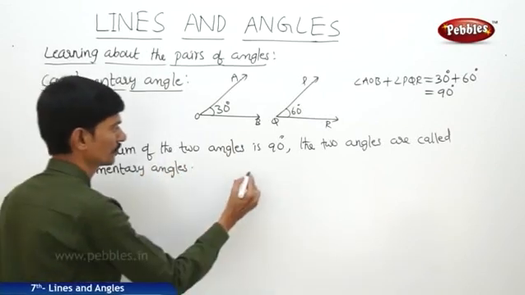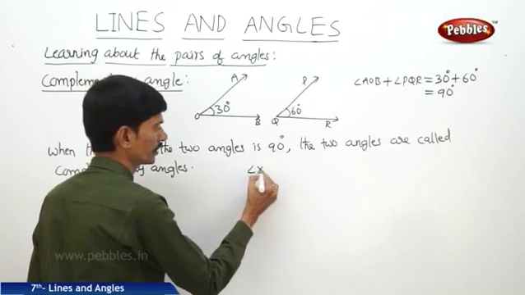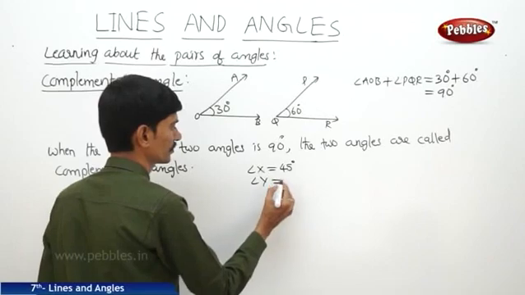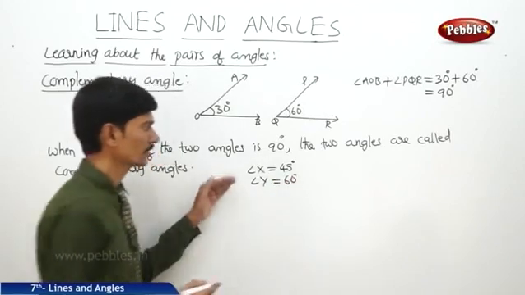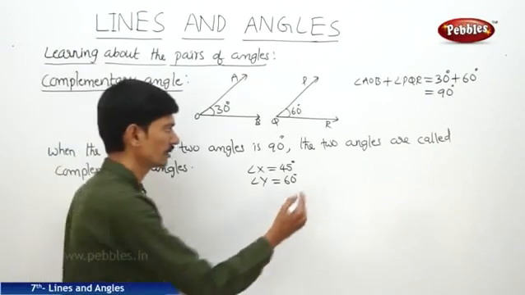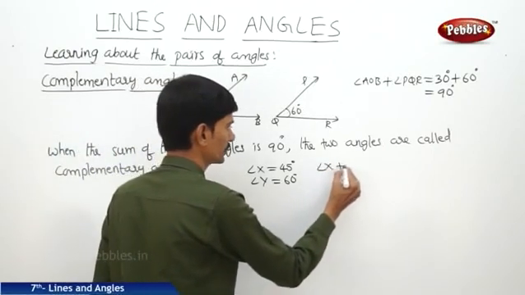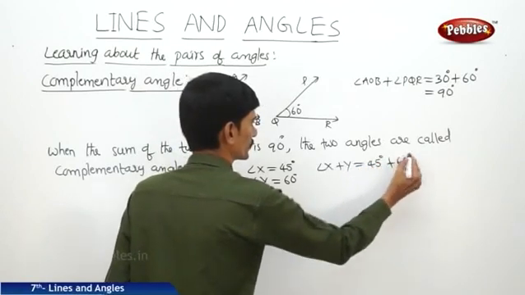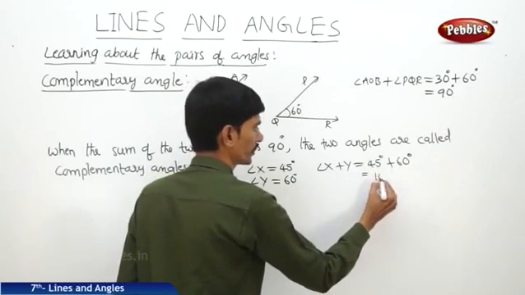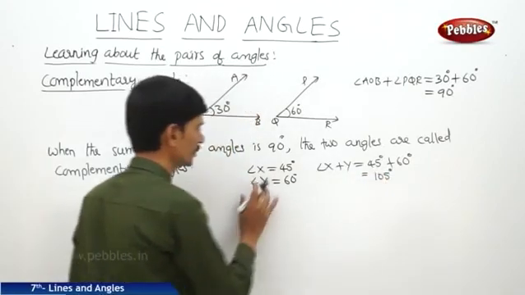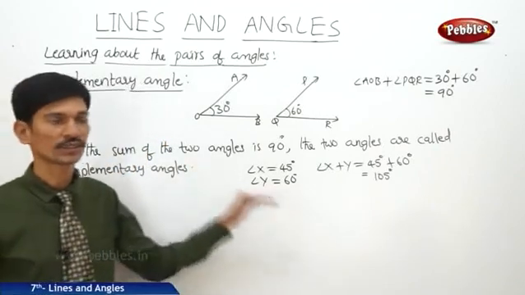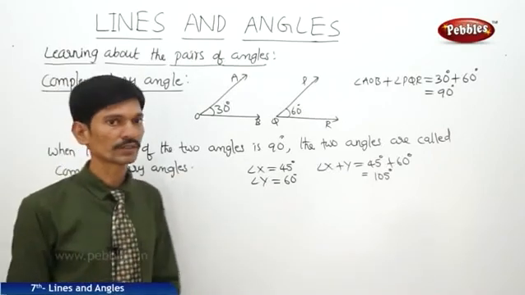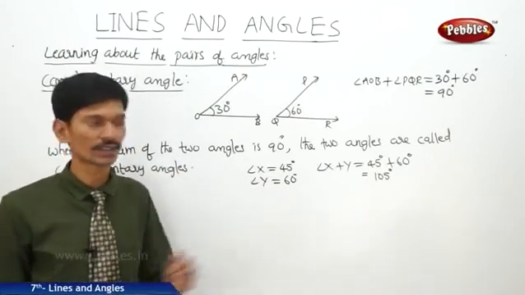Now for example, angle X is 45 degrees and angle Y is 60 degrees. Let us check whether they are complementary angles or not. Angle X plus angle Y equals 45 degrees plus 60 degrees, which is 105 degrees. So the two angles X and Y are not complementary angles because their sum is not equal to 90 degrees.